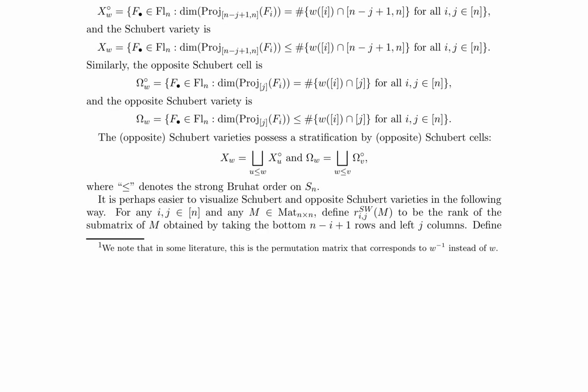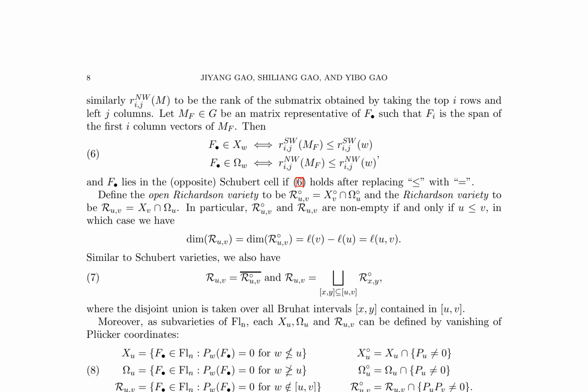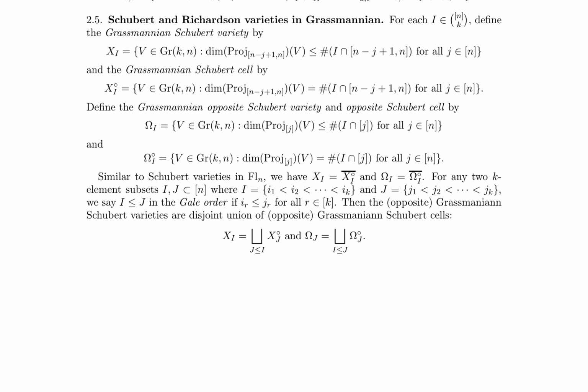The paper then delves into the Grassmannian Schubert varieties and cells, defining them based on the dimension of certain subspaces. The relationships between these varieties and cells are detailed, including their stratification and the conditions for their non-emptiness. The Richardson varieties are also discussed, which are defined as the intersection of Schubert and opposite Schubert cells. The paper concludes by highlighting the importance of these varieties and cells in understanding the geometry of algebraic varieties.